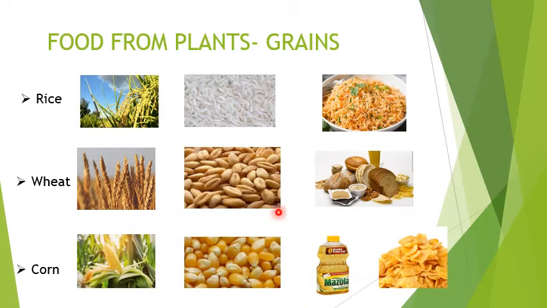The next example is corn. Okay, this is a corn plant and these are the seeds, how they look. And from corn corn oil is made and these are the corn flakes which we eat. Okay, so these are the examples of grains which we get from plants.